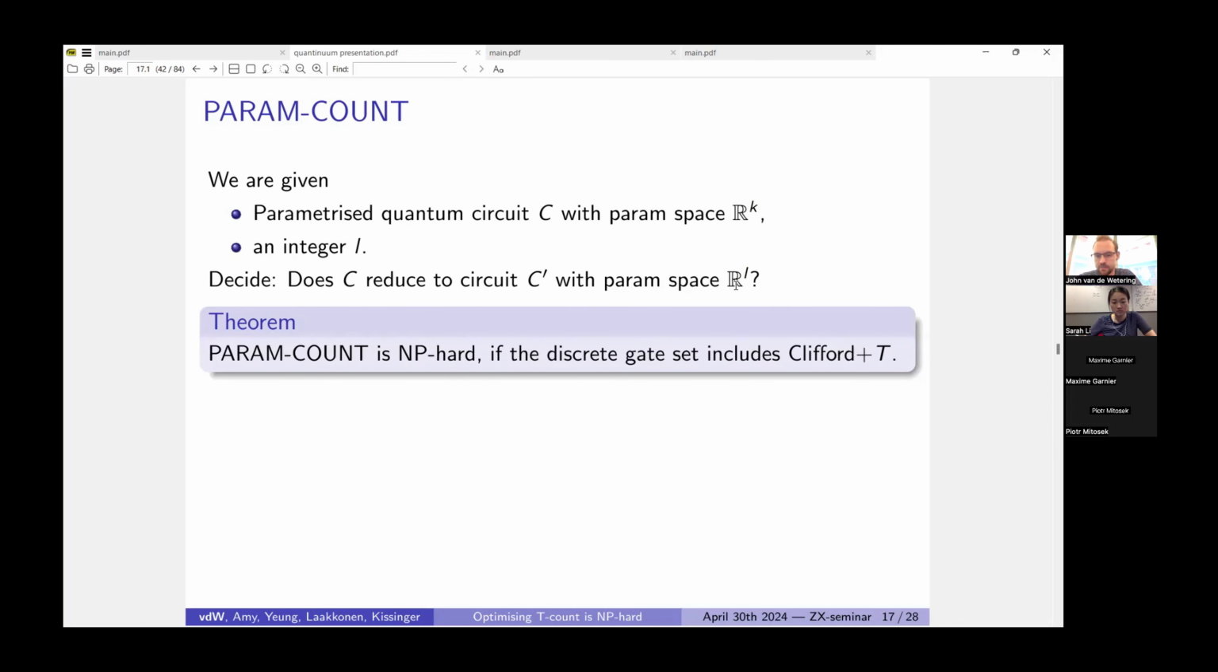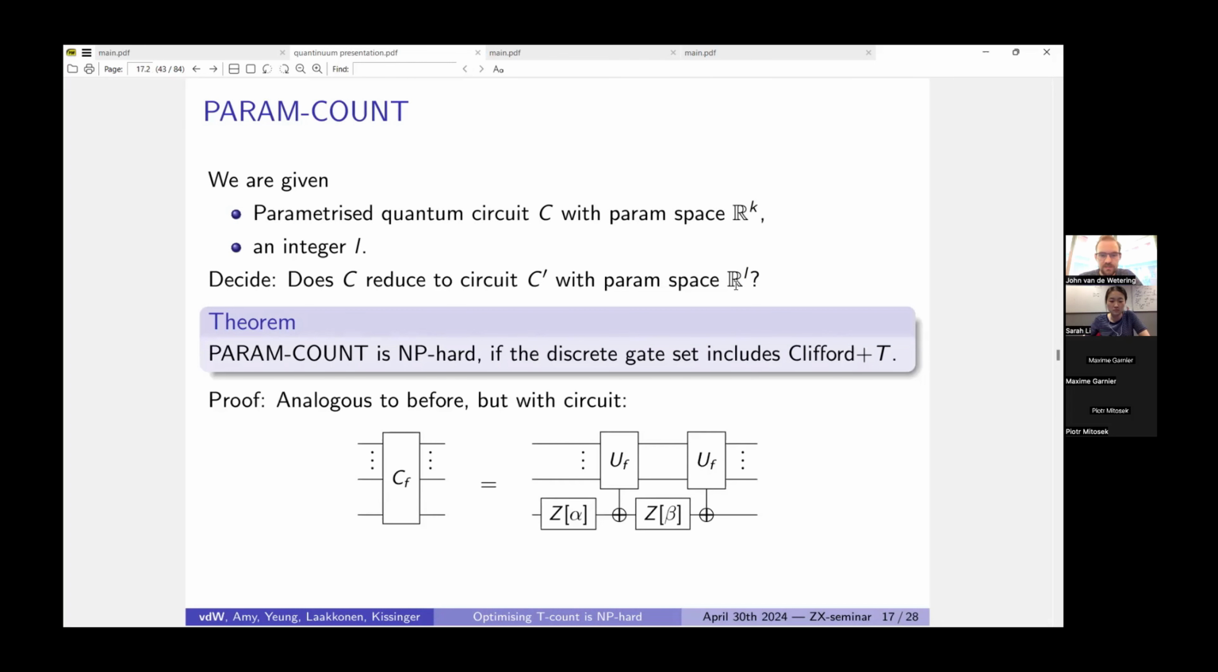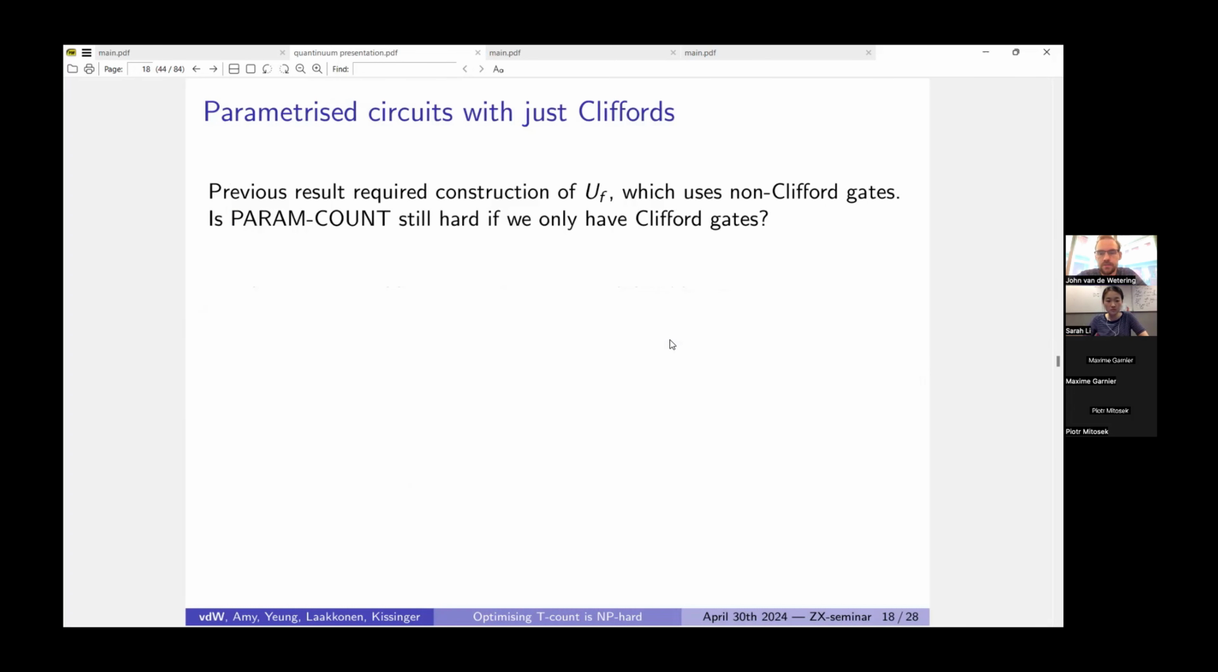And again, parameter count is in fact NP-hard if the discrete gate set includes Clifford plus T. This is easy to see, because we can use pretty much the same argument as before, but now we replace CF with the following thing. Then we can again check that if F is always satisfiable, these parameters can fuse together. And then we can just check the parameter count of the circuit, and if it's 1 or 2, that determines properties of F, and that allows us to solve Boolean satisfiability. So parameter count is again NP-hard. But yeah, this seems quite obvious, because here we have these obstructions with T gates and stuff.